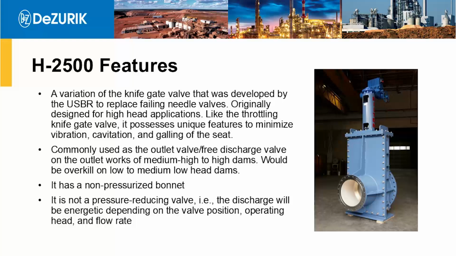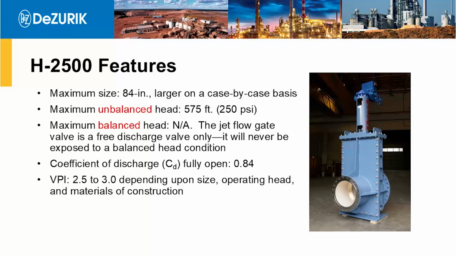And they're used for outlet valves, like I say, for medium to high head dams. And it has a very energetic discharge. As the name sounds, jet flow, it's a pretty good discharge. It's really meant to basically just avoid cavitation and get water downstream. We feel comfortable building them as large as 7-foot diameter, and we can go larger on a case-by-case basis. We've got some inquiries now for 90-inch jet flow gates that we've got to think about.